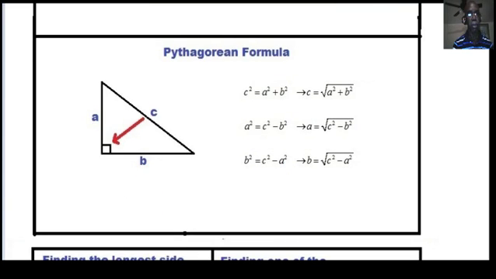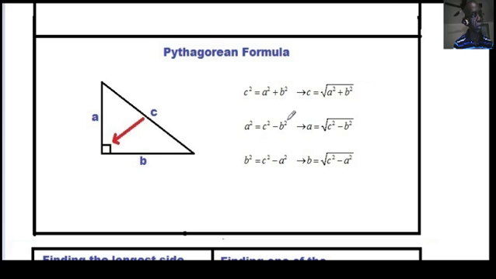Also, you have to know the formula involved when using the Pythagorean theorem. If you have the sides of a triangle labeled A, B, C, the Pythagorean theorem tells us that c squared, the length of the longest side squared, equals the sum of the squares of the other two sides. Or, this can be simplified to c equals the square root of the sum of the squares of the other two sides.